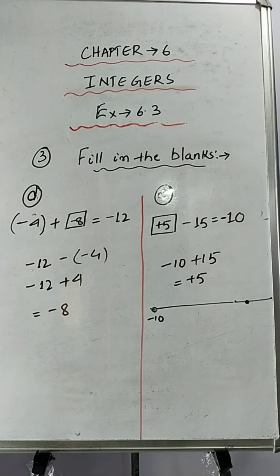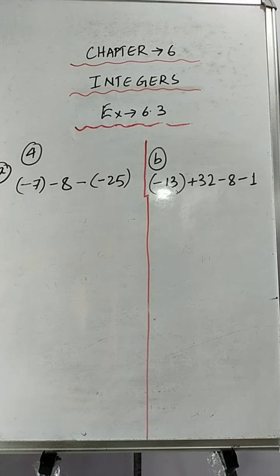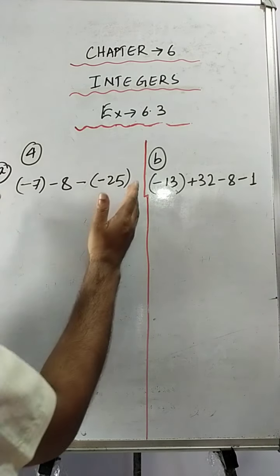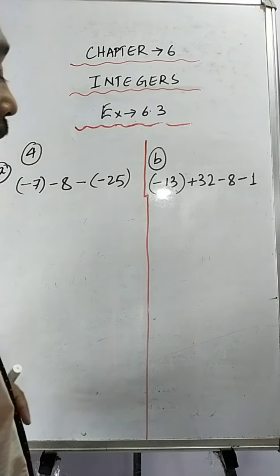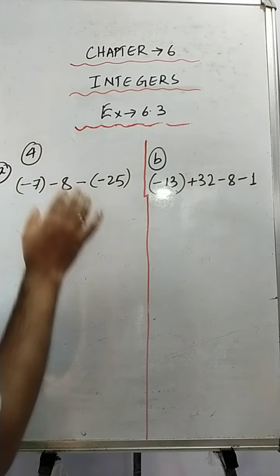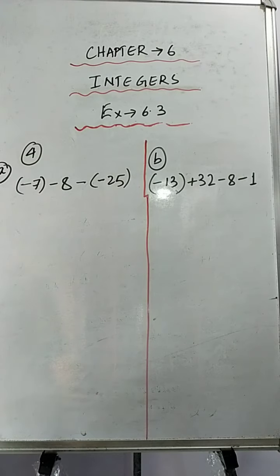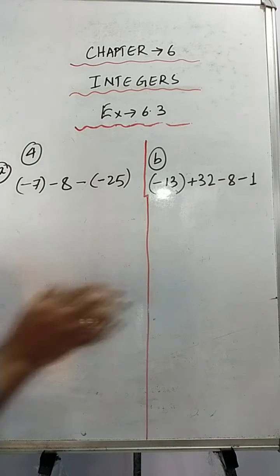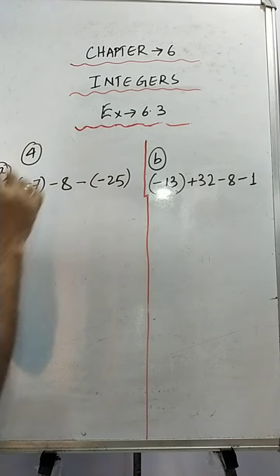Okay. Now let's move on to sum number 4. I have written sum number A also and B also, and the last 2 sums of question number 4, that is C and D, will be your homework. Now let us understand this. This is very easy. We have done all this type of sums previously also.